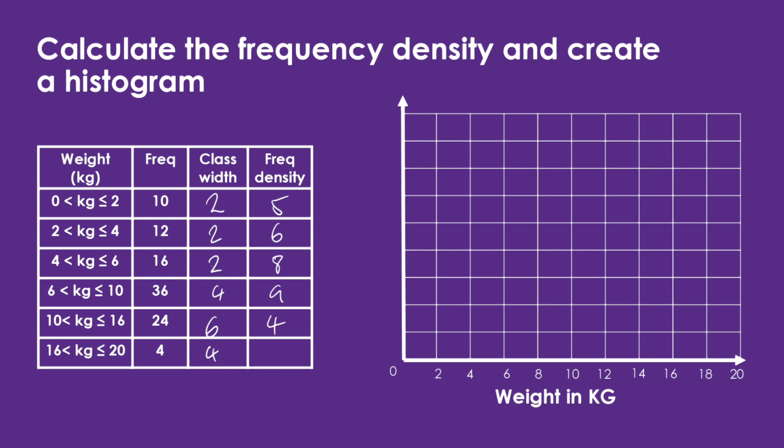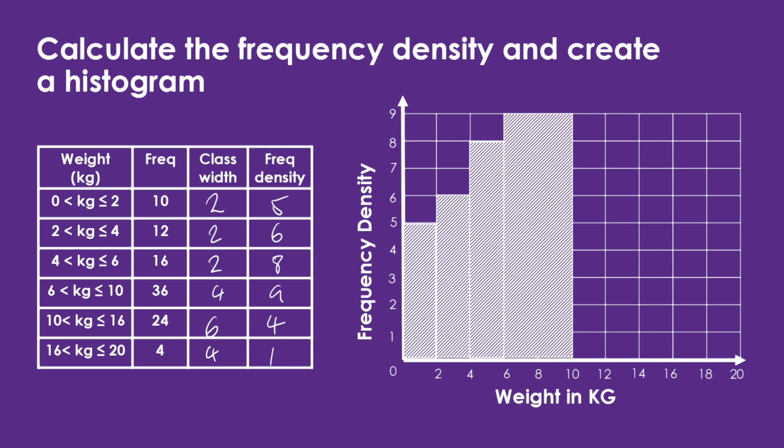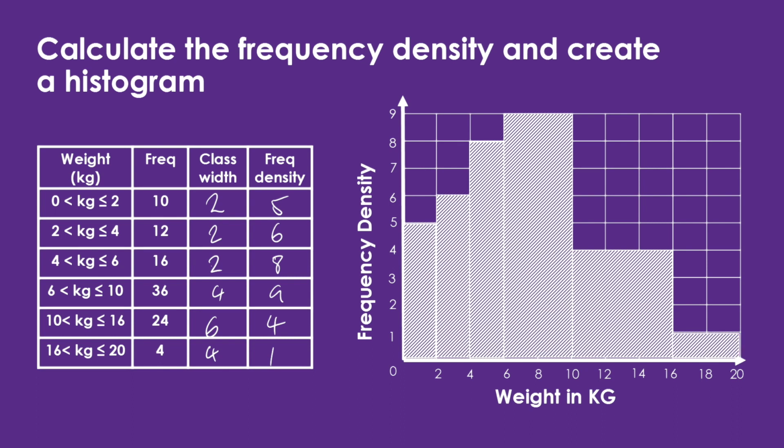Then 36 divided by 4 to give us 9. 24 divided by 6 to give us 4. And 4 divided by 4 gives us 1. We can then map this on our graph with the width of the class interval on the x-axis and the frequency density on the y-axis, like this. That would mean that this would be the first bar, this would be the second, and the third, and so on. This is a better visual representation of the data as it compensates for the wider class intervals.